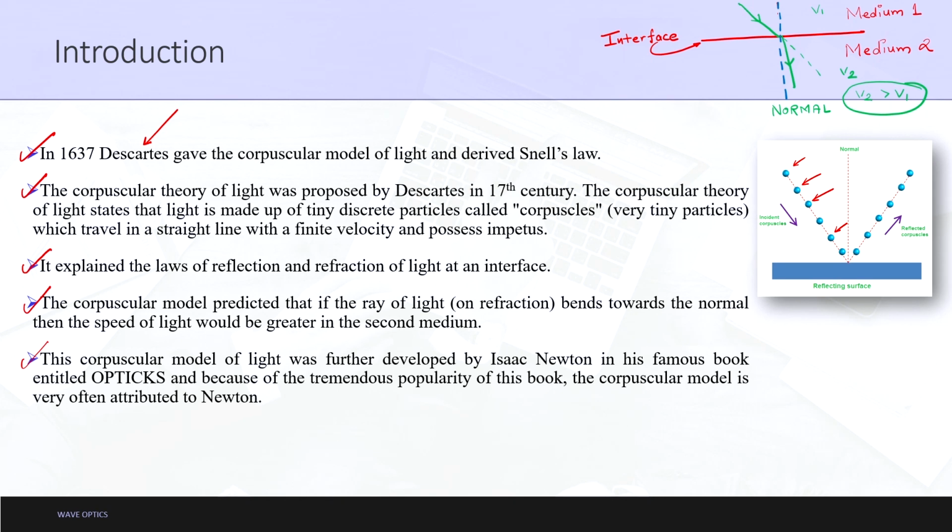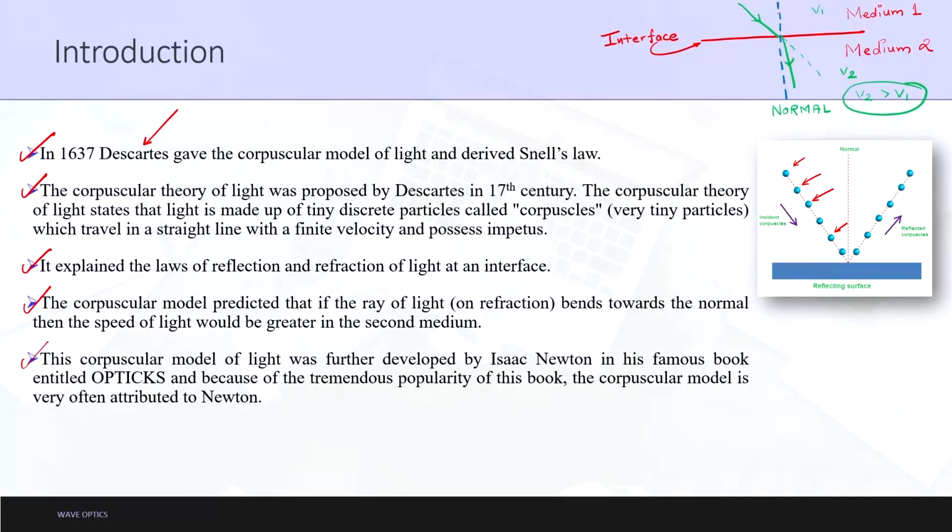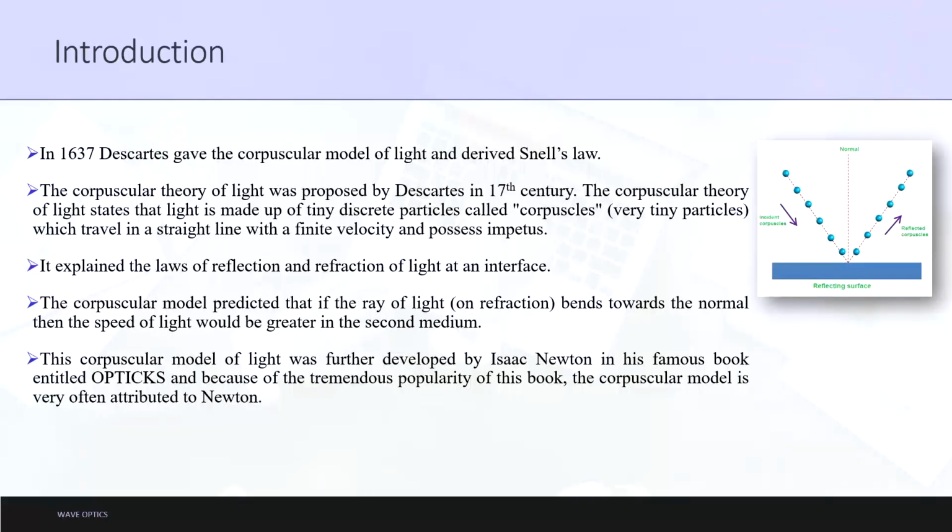So, what we studied from this slide was that Descartes started the theory of light, which was known as the corpuscular theory of light. This corpuscular model states that light is made up of very tiny particles. It explained the laws of reflection and refraction, and one of the prominent concepts we got to know was that, for a refraction from medium 1 to medium 2, if the ray of light enters and bends towards the normal, then the corpuscular model states that the velocity in the second medium is greater than in the first medium. So, this was the first slide. Let us move on to the next slide now.